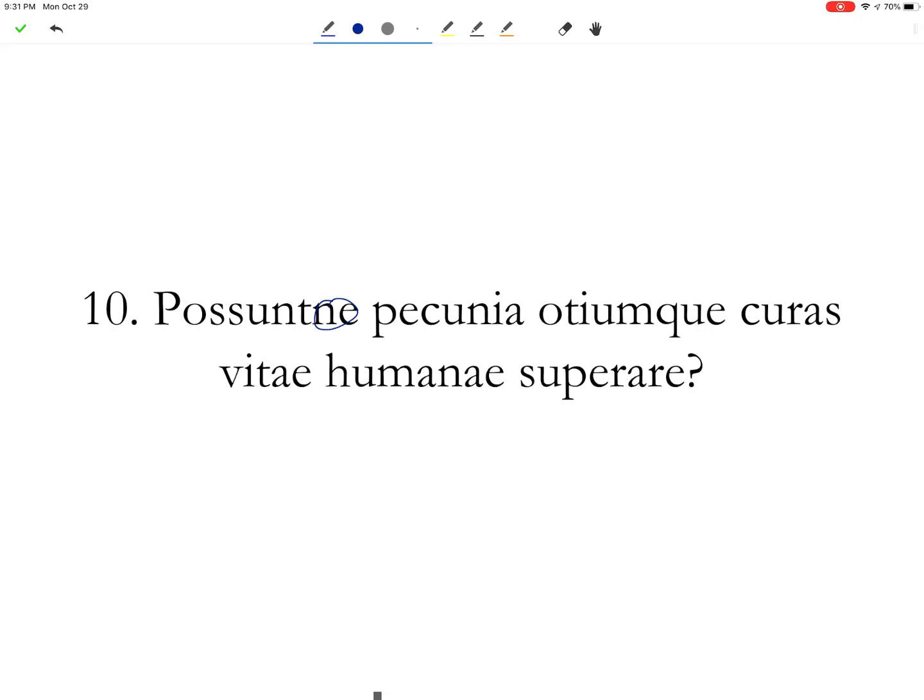We know it's a question because it's got this NE at the end. We don't need it. It just indicates, there's no translation for it. It just indicates, hey, this is a question. Possunt, third person, plural, present, active, indicative. Are they able? Are what able? Oh, pecunia, we know this is nominative singular feminine. Otium, que, nominative singular neuter. And together, and they are together because there's this que that joins them. So, are they able? Are what able? Money and leisure. Are they able?